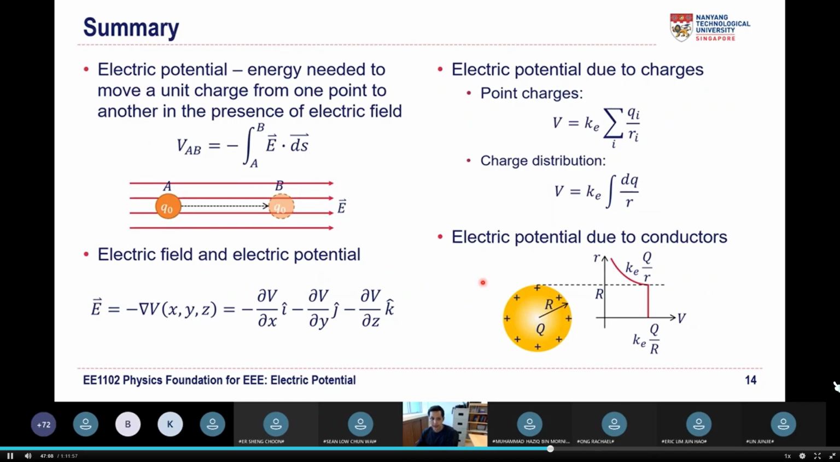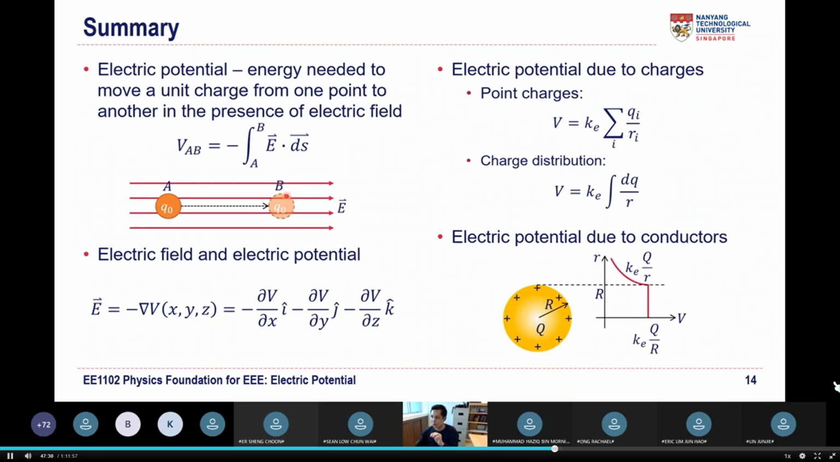Okay. Then I'll summarize this first part. This is the first part of the two chapters we are covering today. So the electric potential, of course, is the energy that is required in order to move a unit charge, so per coulomb of charge, from one point to another in the presence of the electric field.